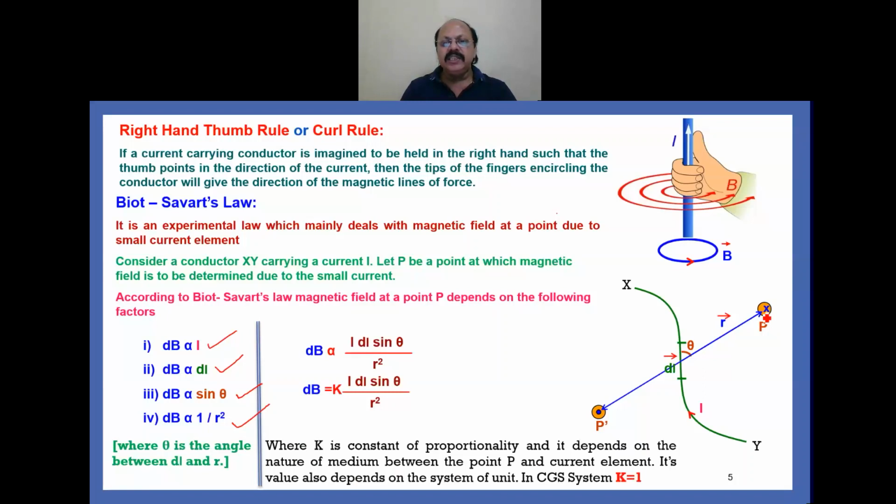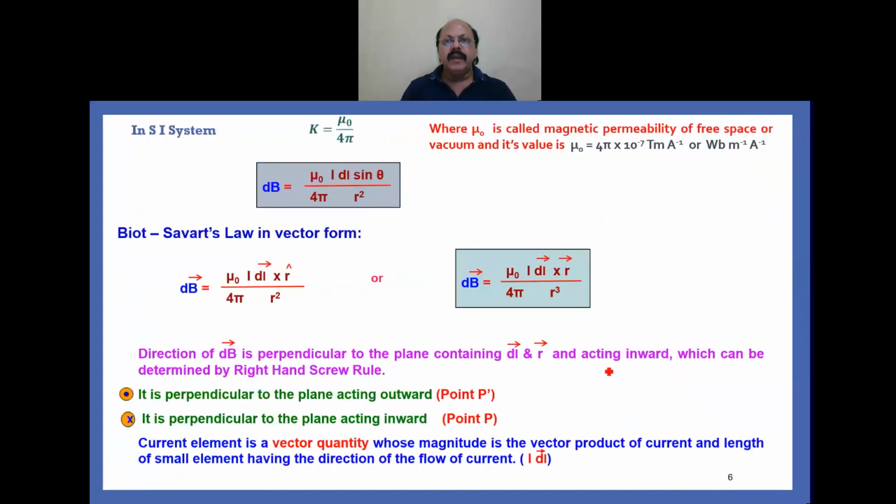That is, in the CGS system we say that K equals 1. Whereas in the SI system, its value is K equals mu naught upon 4 pi. You can see here, where mu naught is known as the magnetic permeability of free space or vacuum, and its value depends on the nature of the medium between the point of observation and the current element.